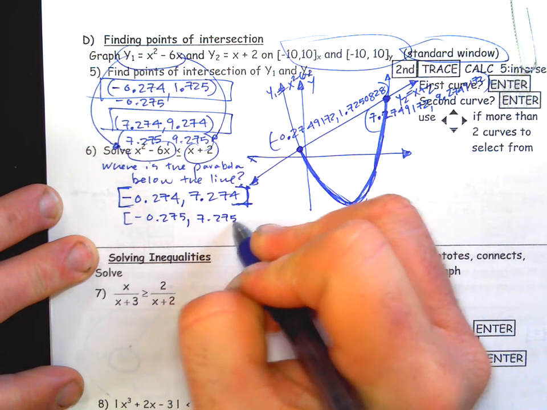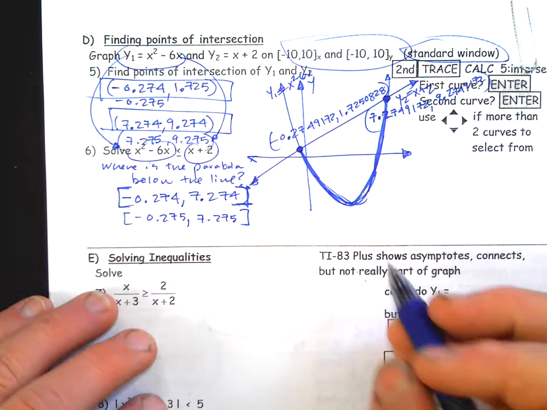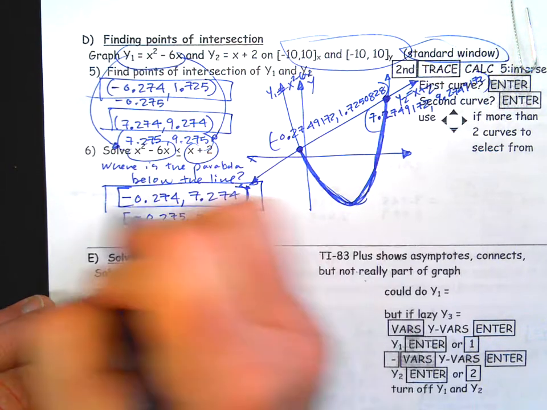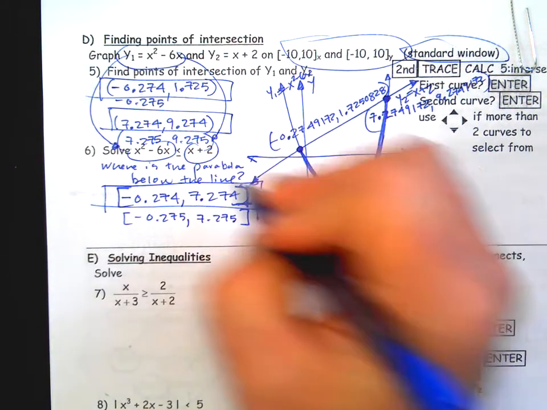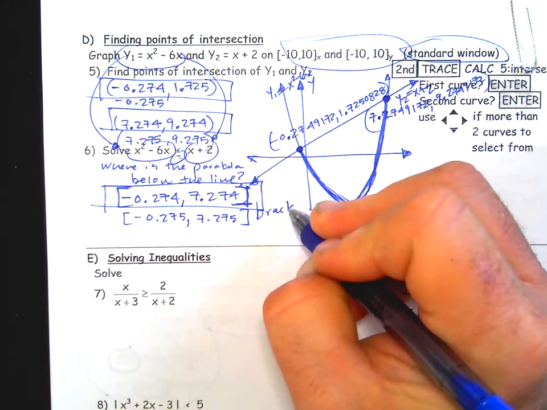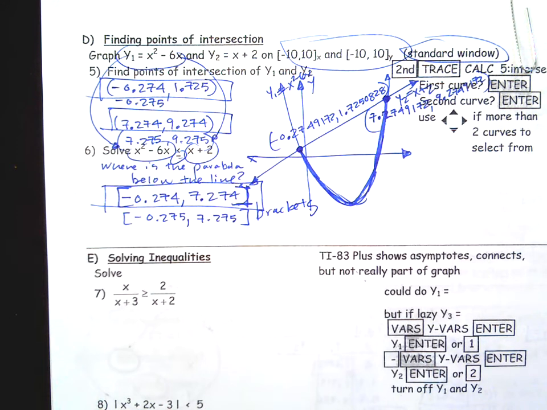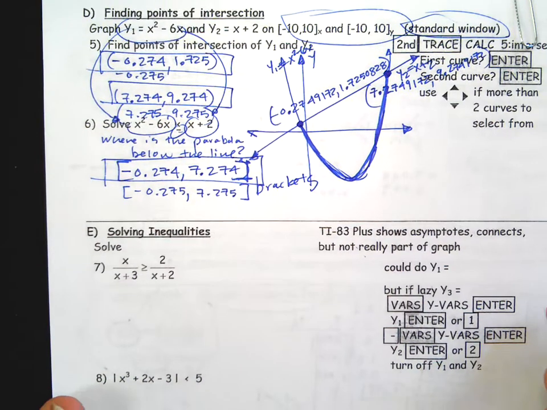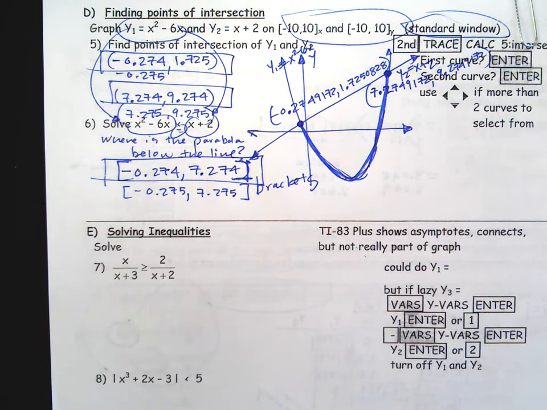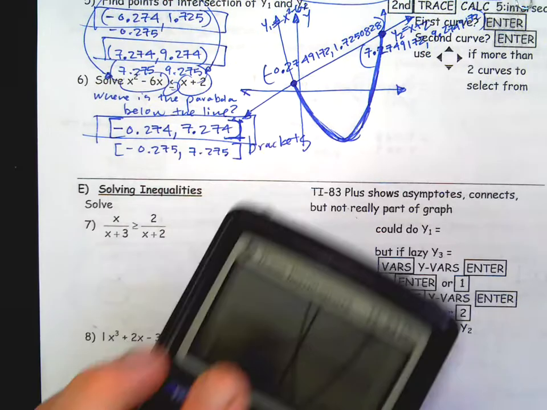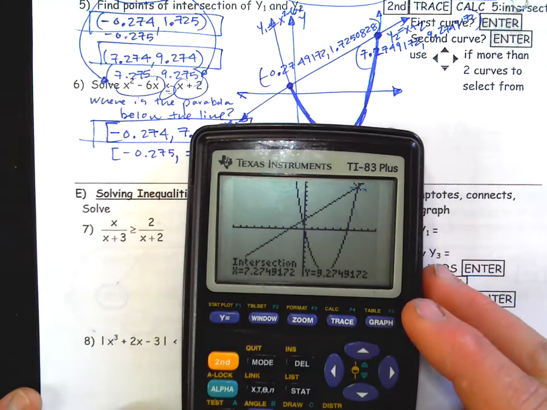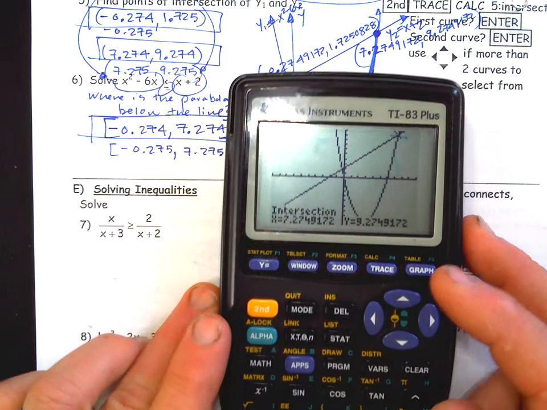Okay? So definitely need brackets, right? Because it's or equal to. So that's an interesting way to do it. Now, here's the deal. Usually I'm not going to do that unless I have the graphs already graphed. A lot of times you're going to solve things like that without being asked to graph them first. So this graphing thing we might do.